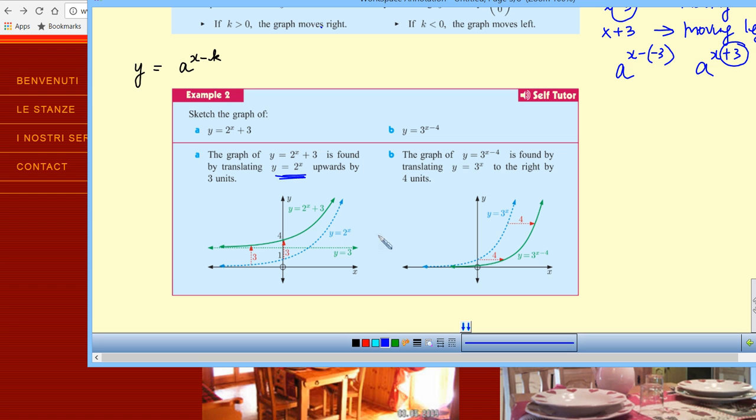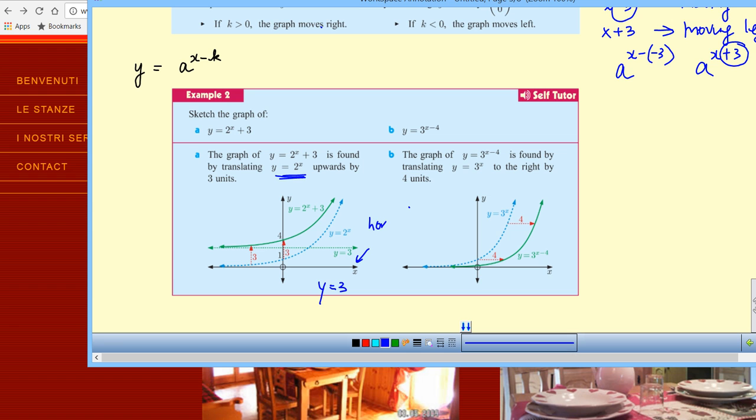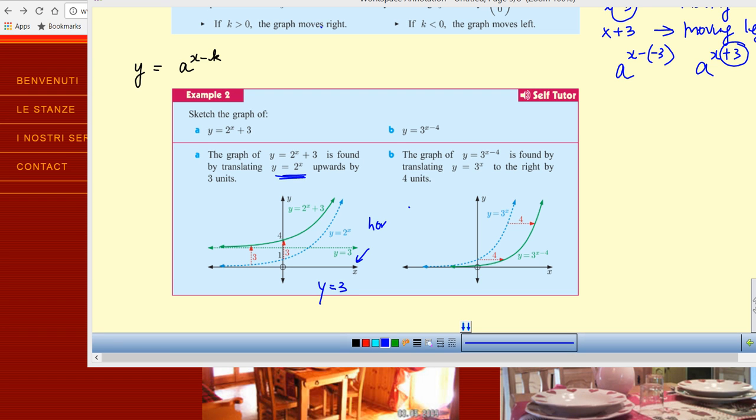But what you need to see is that when you're shifting it up 3 units, what's also shifting up is the horizontal asymptote. And in moving the horizontal asymptote, that means that the horizontal asymptote is no longer found at 0, but it's going to be found at y equaling 3, because it's been moved up 3 units.